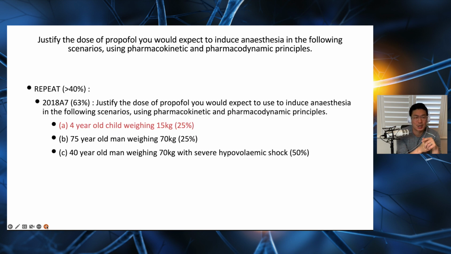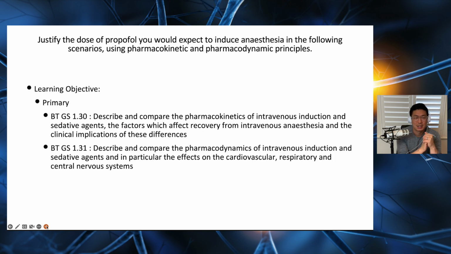Now, if we go to the next one, we can look at the objectives that are related to this question. So it's BTGS 1.3, describe and compare the pharmacokinetics of IV induction and sedative agents, the factors which affect recovery from IV anesthesia, and the clinical implications of these differences, and BTGS 1.3, which is the pharmacodynamics. Again, the thing with these learning objectives is, as you can see, there were ones that we had before which were very specific. And these ones here are actually a little bit more broad because it's about the pharmacokinetics and pharmacodynamics of all the intravenous induction and sedative agents out there.